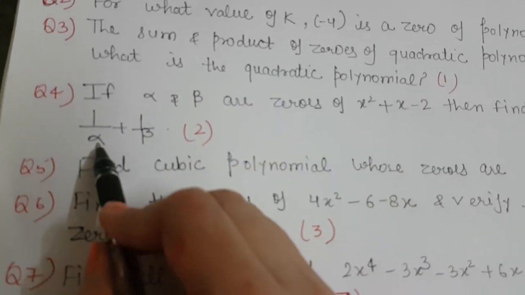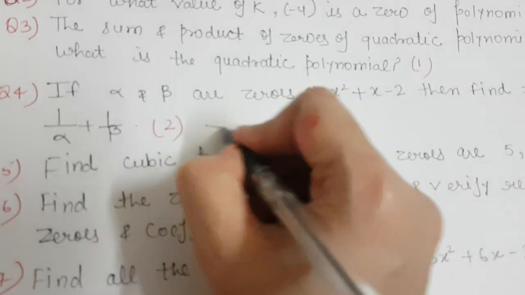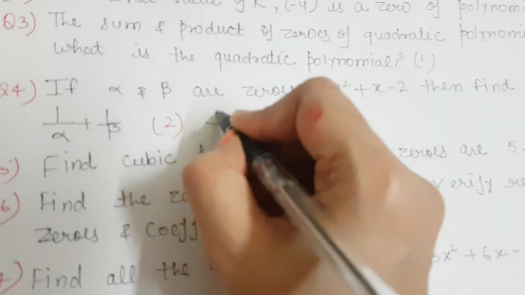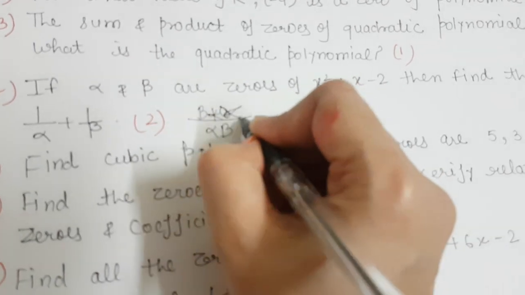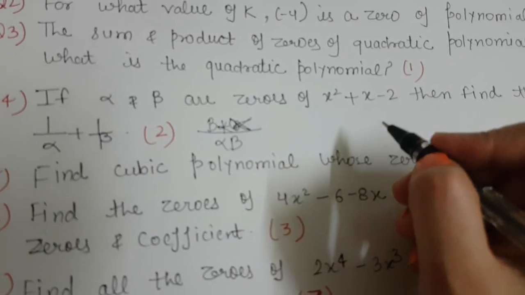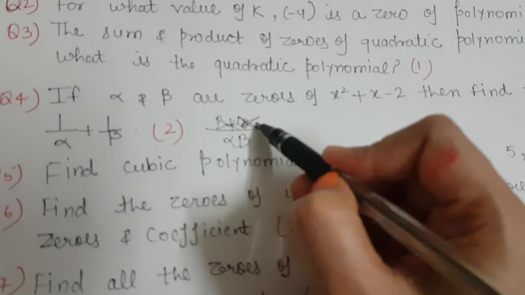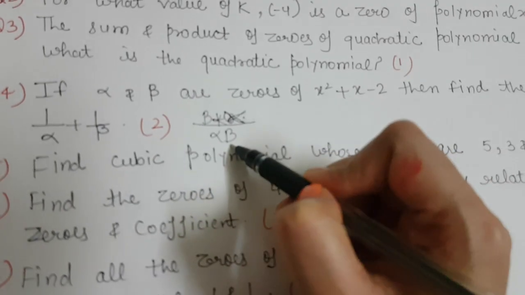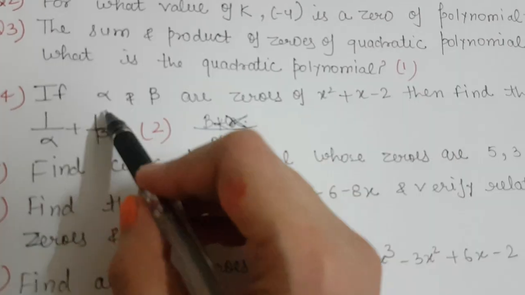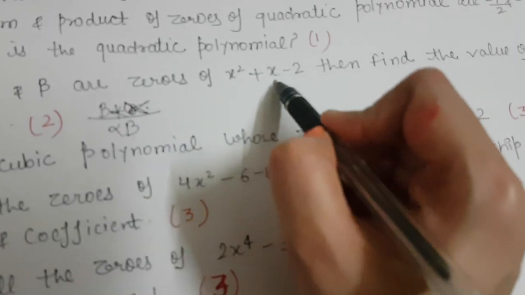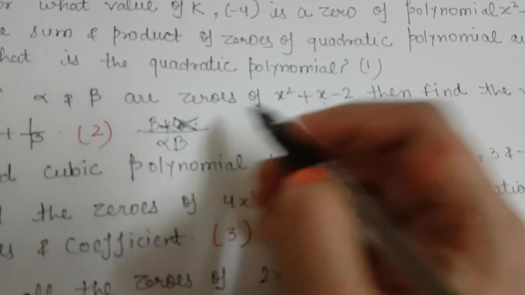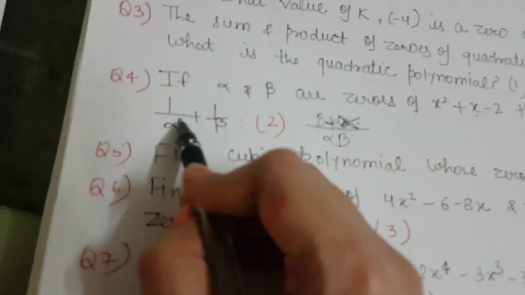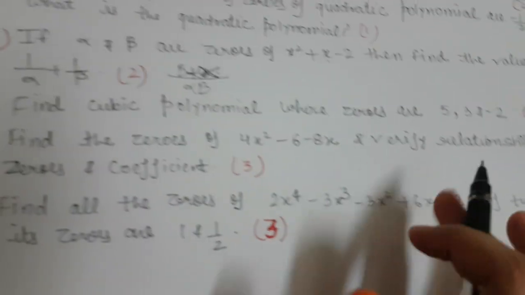For this I am giving you a hint. You first take LCM alpha beta, then beta plus alpha will be here. Beta plus alpha or alpha plus beta both are the same. So put the sum of zeros value here and the product of zeros value here. There is even no need to find out the zeros. You can find out the sum of zeros and product of zeros by the formulas minus b upon a and c upon a, put the values here and find the value of this.